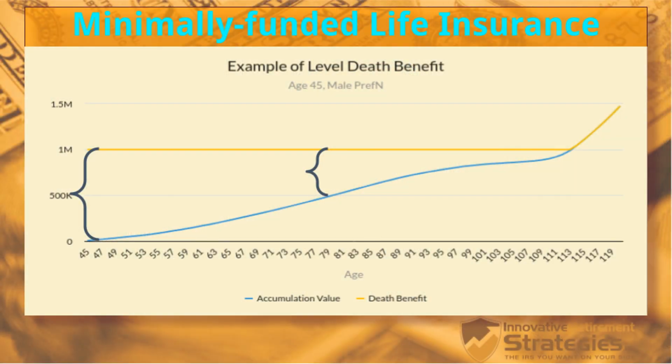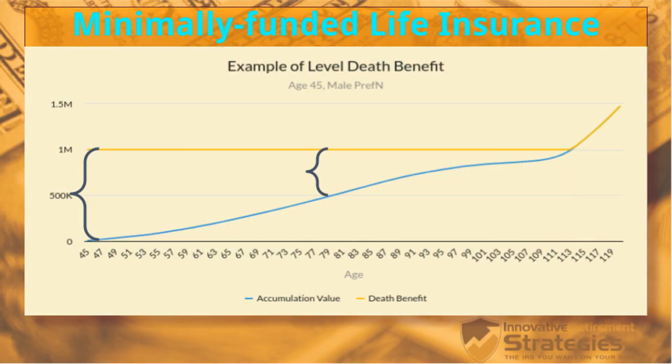So this is a graph that I like to use for explaining how a life insurance policy works. And mind you, at this point in the discussion, we're talking about how life insurance works. I've made no distinction whatsoever between IUL or whole life. This is how any permanent life insurance policy works. So what I'm showing here is a policy on a 45-year-old with a $1 million death benefit.